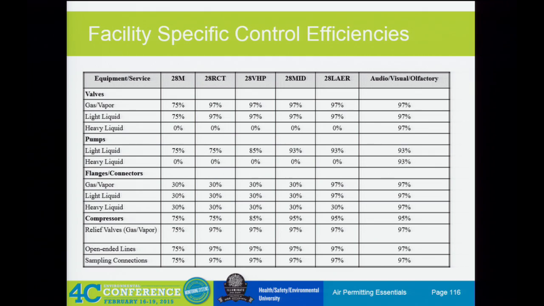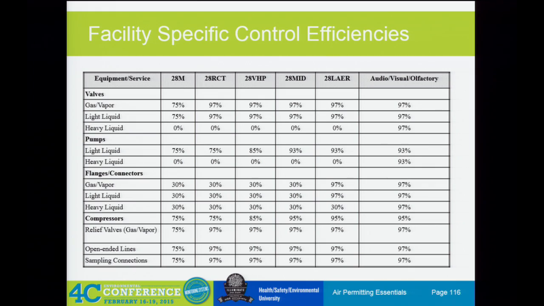You don't get anything for heavy liquid. You only get 30% for flanges. There's a big LDAR program. I think that has like a 2 or 3 day training track at this conference. LDAR is an entire world. So that's how you calculate emissions, though.